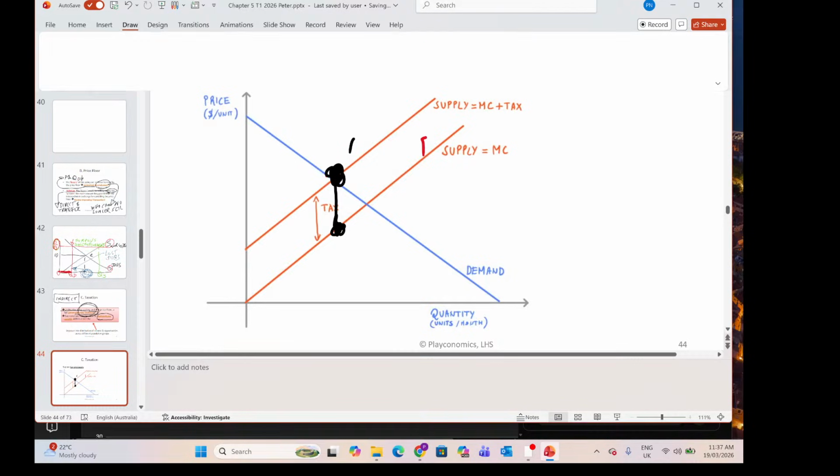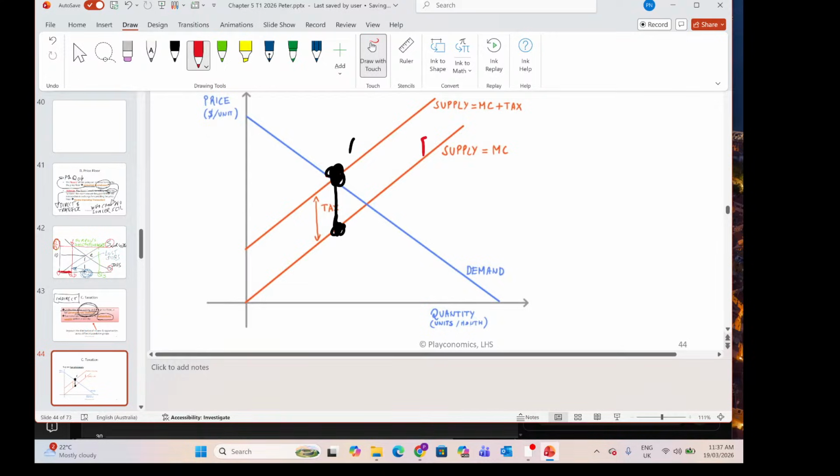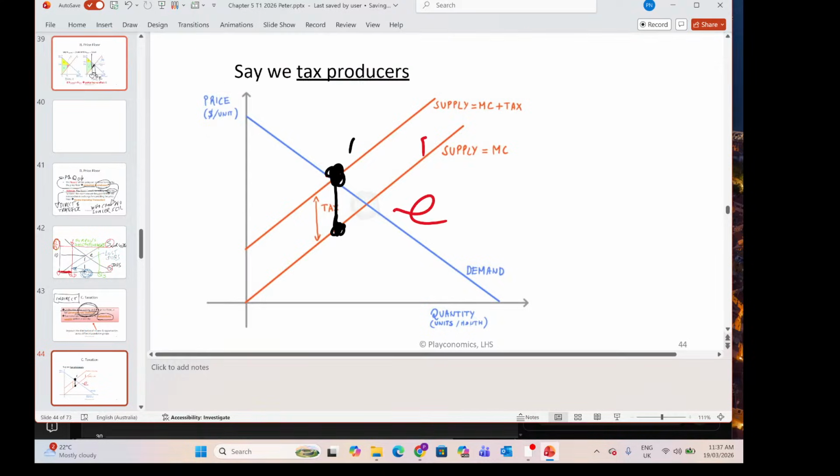All right, now, once we establish the fact that the tax is the vertical distance between the two curves, let's think about the equilibrium before the tax. The equilibrium price before the tax is here at PE. And after the tax, the equilibrium moves up.